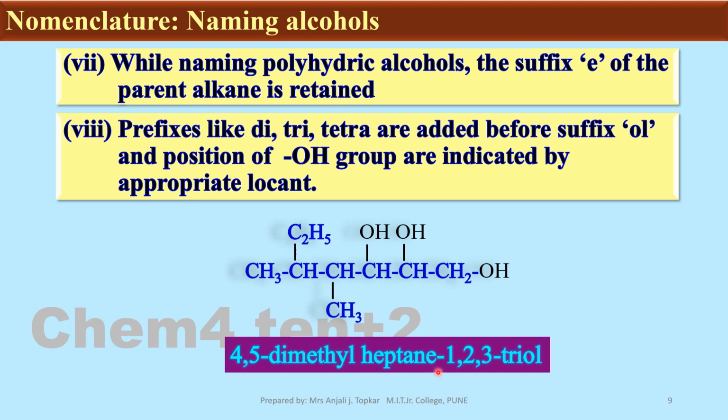It is to be retained in the name of the alkane. That's why the correct name of this alcohol is 4,5-dimethyl heptane 1, 2, 3 triol. So at position number 1 there is an OH group, at 2 there is an OH group, and at the 3rd carbon atom also there is an OH group. Tri indicating 3 and OL indicating that it is an alcohol. So 4,5-dimethyl heptane 1, 2, 3 triol.